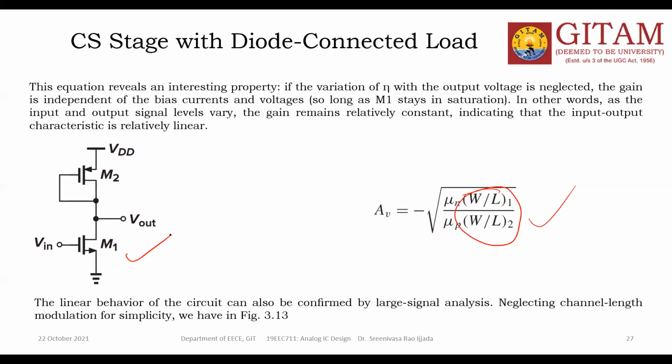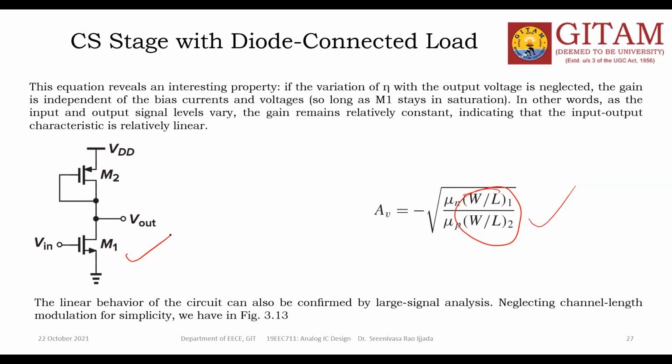In other words, as the input and output signal levels vary, the gain remains relatively constant, so the input-output characteristic is relatively linear. Earlier we got non-linear characteristics for the CS stage with RD load, since current terms are there, but here we got a linear equation. The gain is constant for variation of the signals.